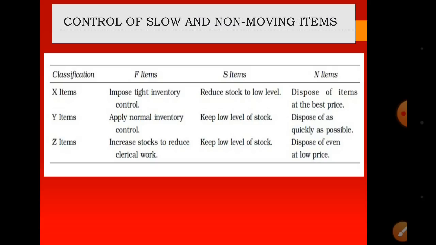Now, control of slow and non-moving items. The items that are in X row and F column, impose tight inventory control. The items that are in Y row and F column, apply normal inventory control. The items that are in Z row and F column, increase stock to reduce clerical work.